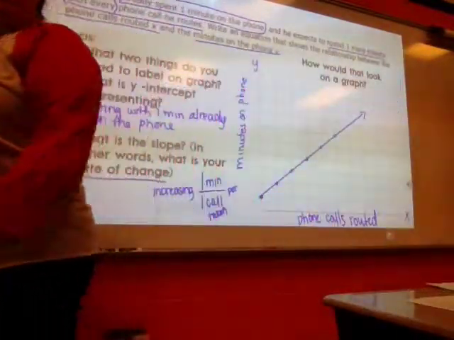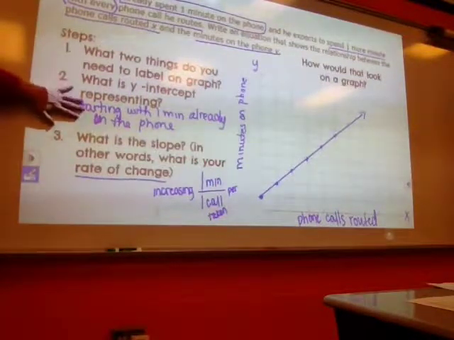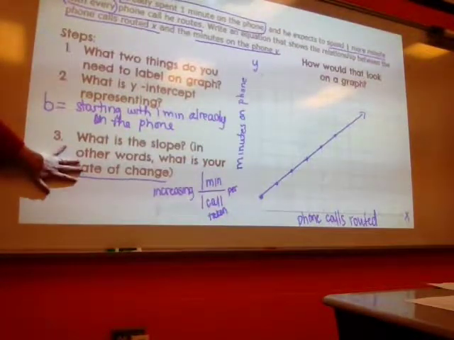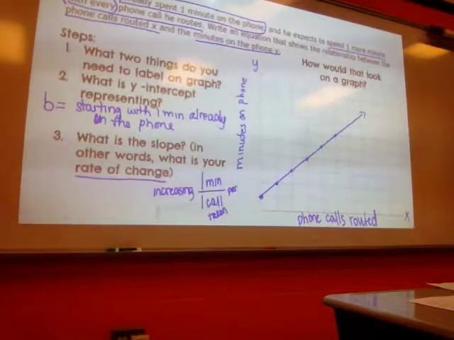Okay? So the y-intercept is what am I starting with? The slope is what is changing and how much is it changing by.